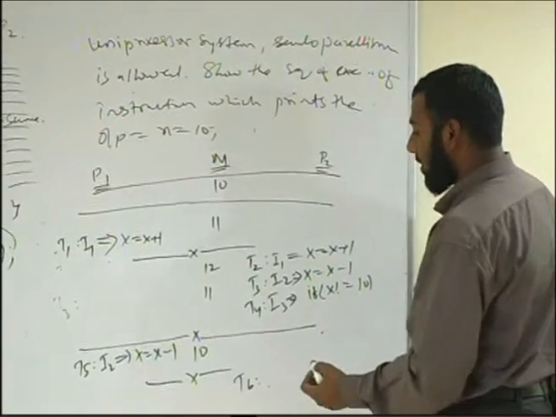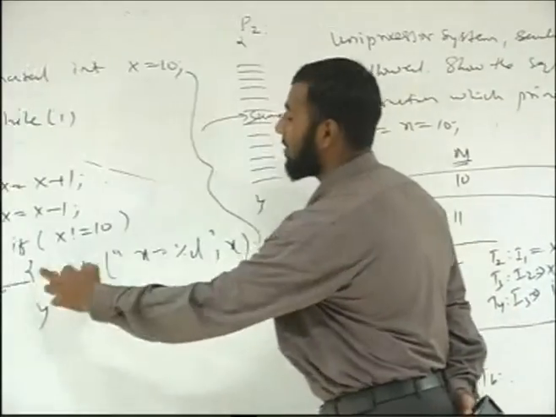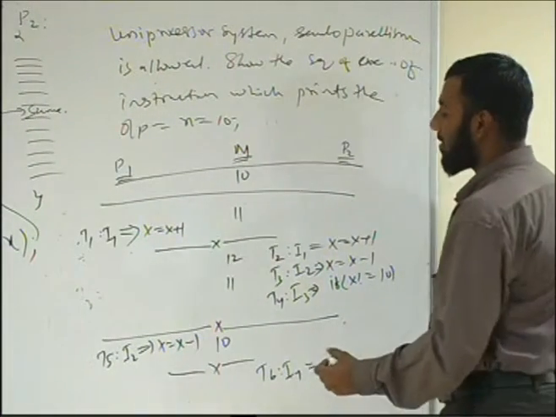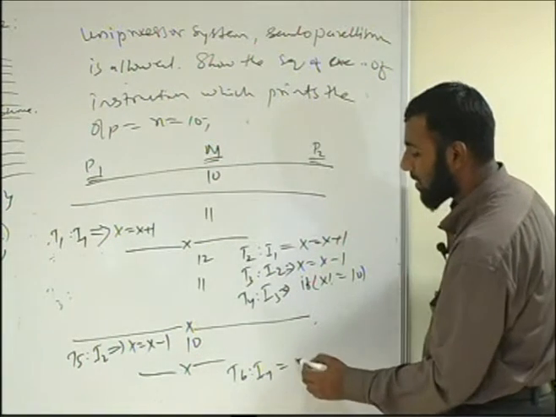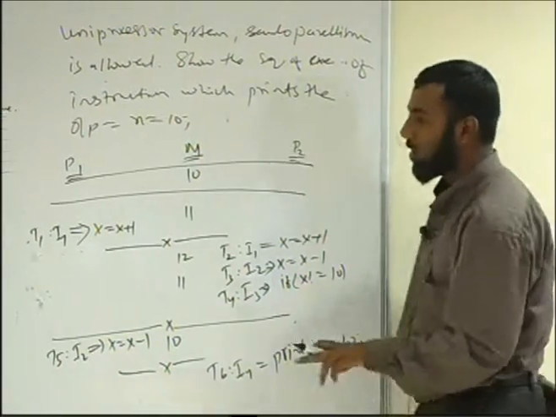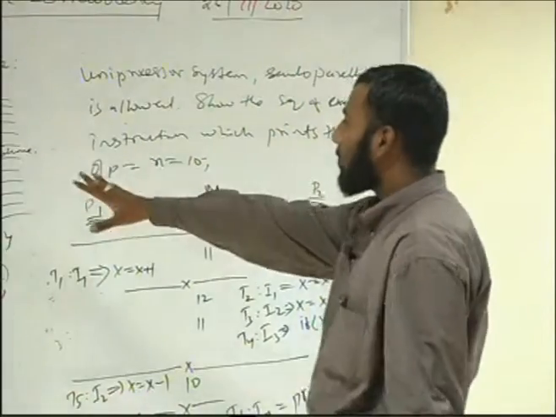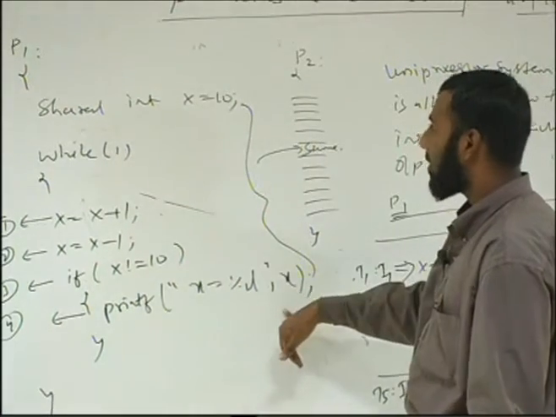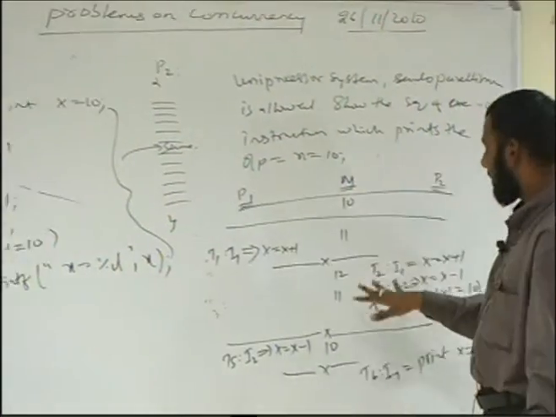At time T6, instruction I3 was already executed, and it has entered the if statement. Now instruction I4 will be executed. When instruction I4 is executed, it has to print the value of x, but in memory the value of x is 10. So it prints x is equal to 10. This is happening because of the race condition. If you execute this code on a system, it never prints x is equal to 10 because of this condition, but because of pseudo parallelism, it is printing x is equal to 10.